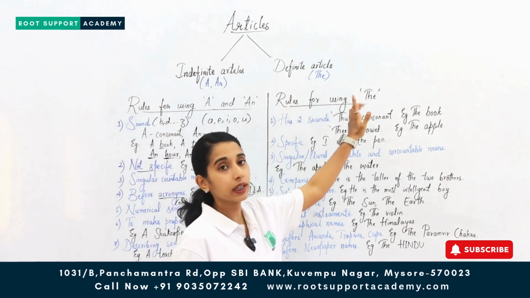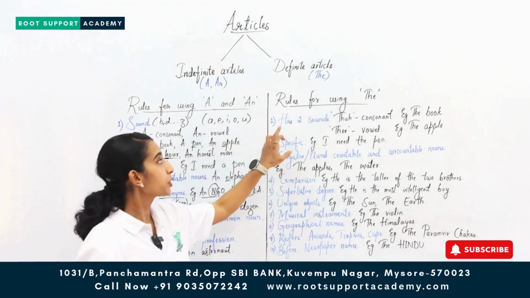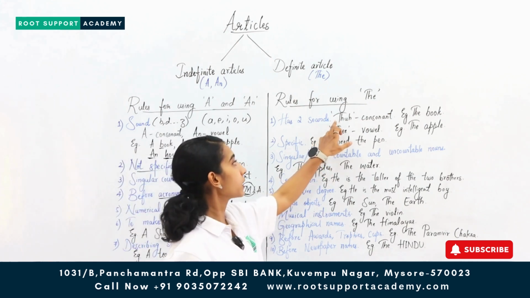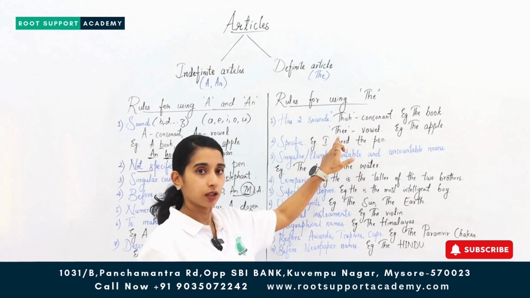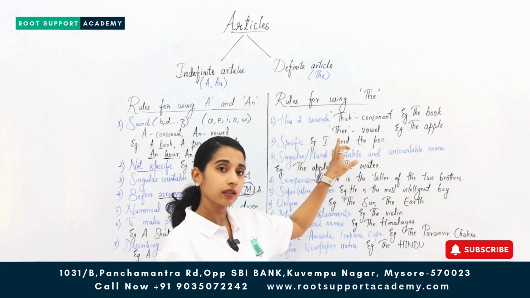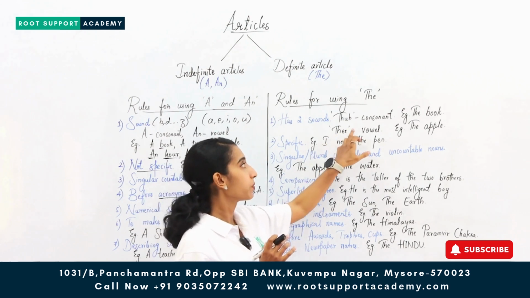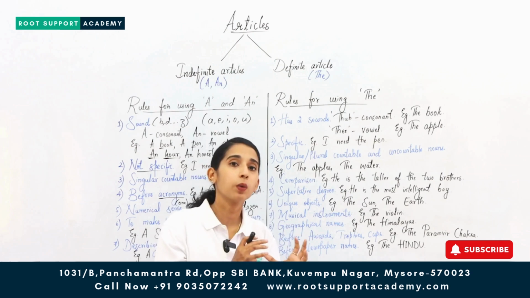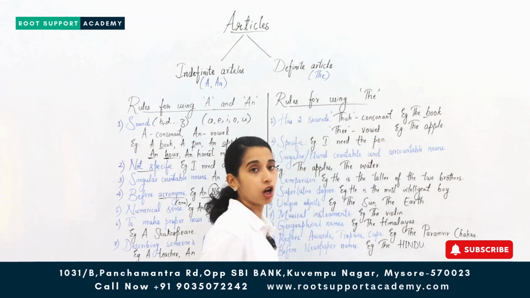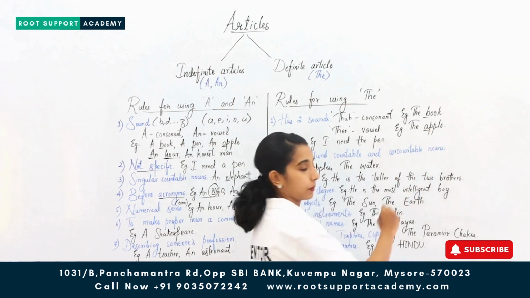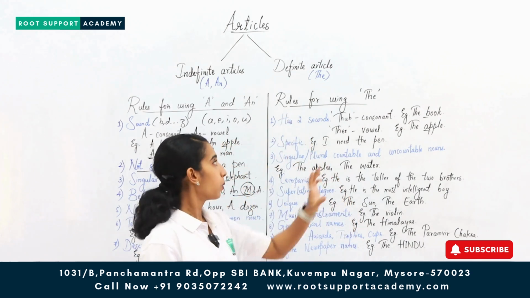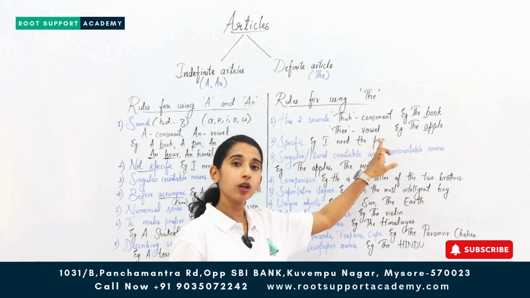Next, we have rules for using the definite article the. First of all, the has two sounds. We pronounce it in two different ways. First is "thuh", next is "thee". So "thuh" is used before a consonant or consonant sound, and it is pronounced "thee" before any word beginning with a vowel or vowel sound. Example, the book. Here B is a consonant. Next, the apple, because it is a vowel again. So the has two sounds, one before a consonant and one before a vowel.